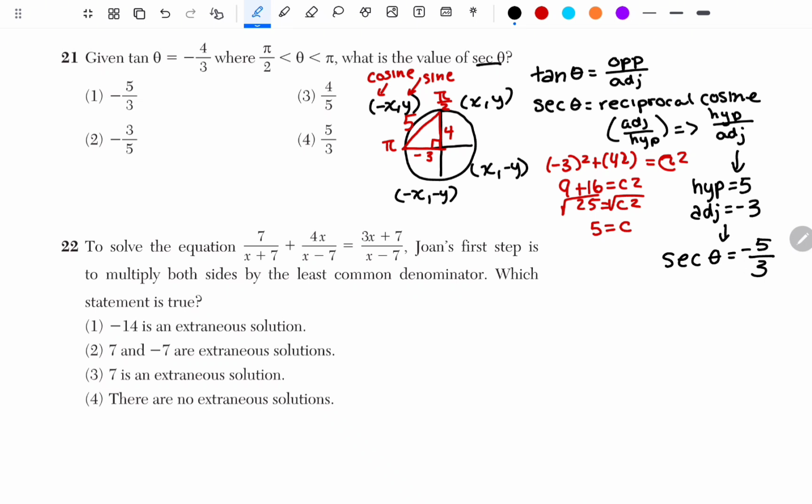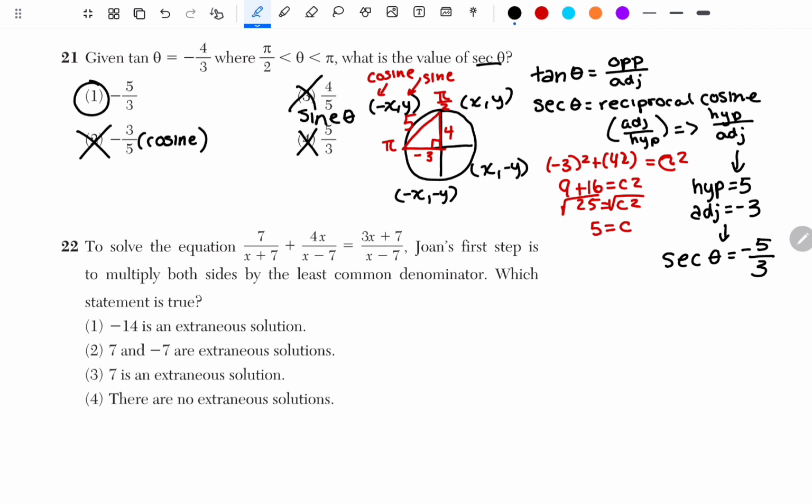And so which answer choice matches that? Well, answer choice 1. 2 cannot be right because this is cosine. So we know that is not right. 4 is incorrect because it does not acknowledge that the adjacent side is negative. 3 is incorrect because that is sine theta.